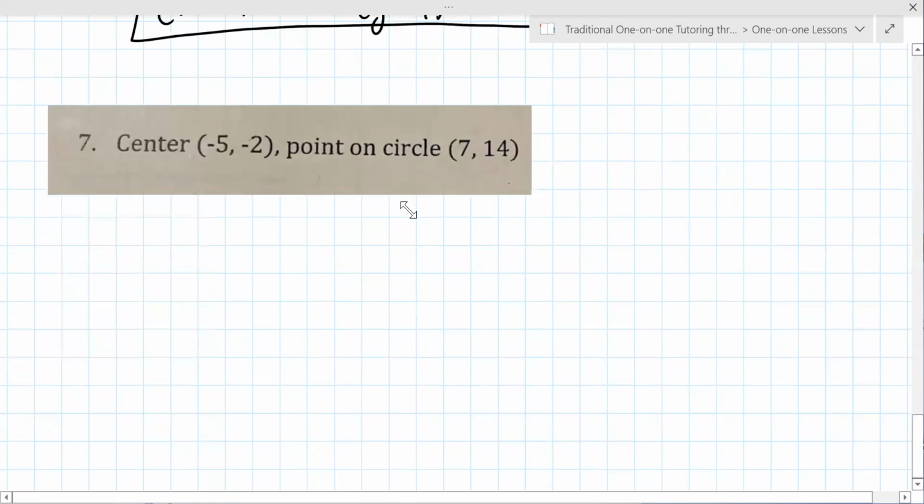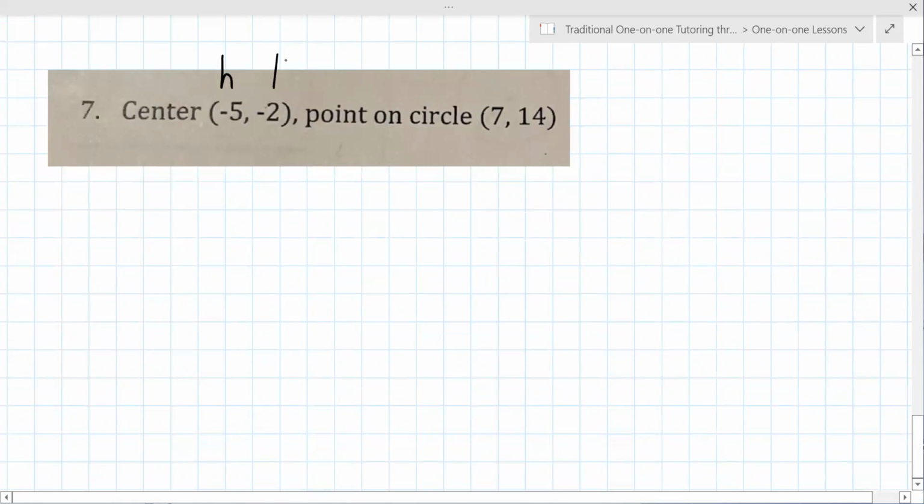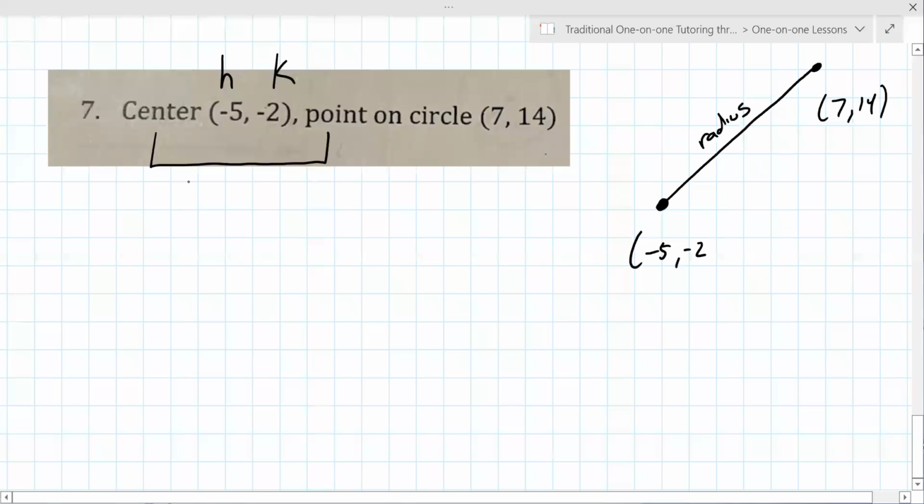Question 7. Center is at -5, -2. That's h, and that's k. The point on the circle is 7, 14. So it's just like before. There's the center of the circle, let's call that -5, -2, and then there's a point on the circle. This is not to scale. Way up here is 7, 14. This distance is the radius. The distance between the center and the point on the circle is called the radius.